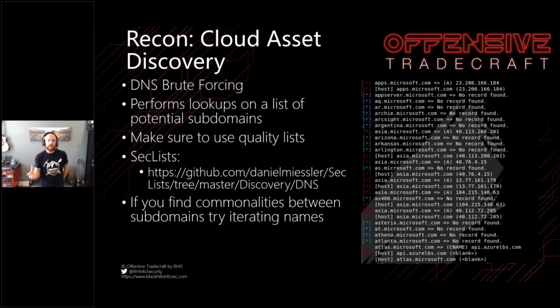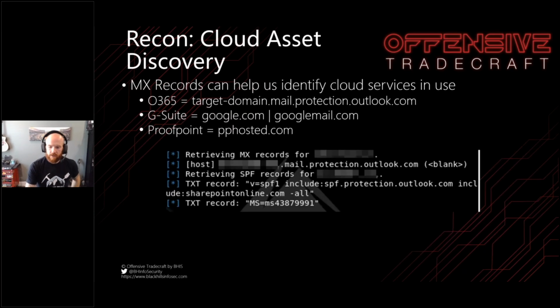And then the last thing I would mention here is if you find commonalities between subdomains. For example, if you find that you have webmail1.domain.com, try webmail2, webmail3. Try iterating them. Try commonalities to find more. But yeah, good lists are extremely useful.